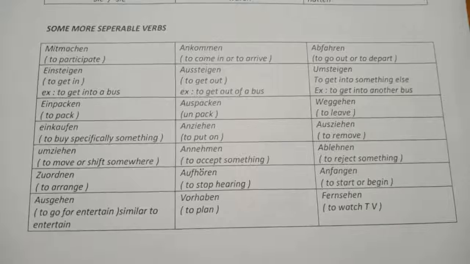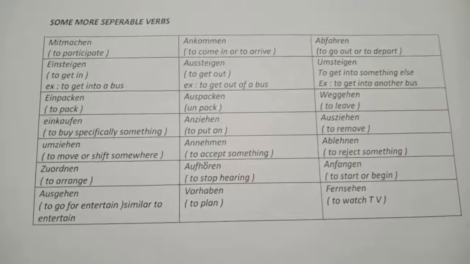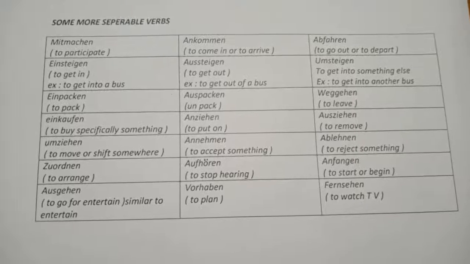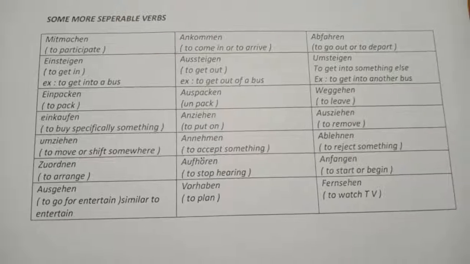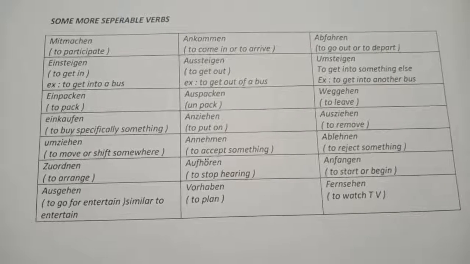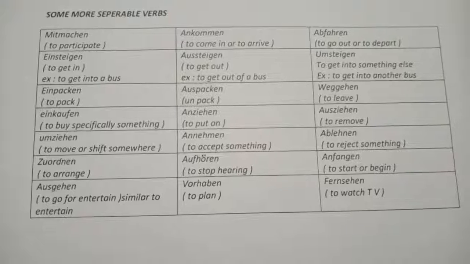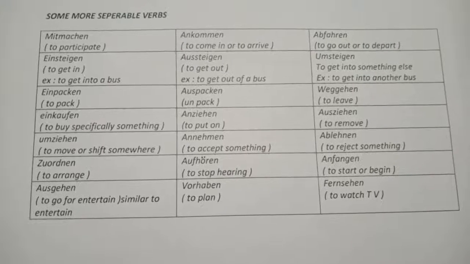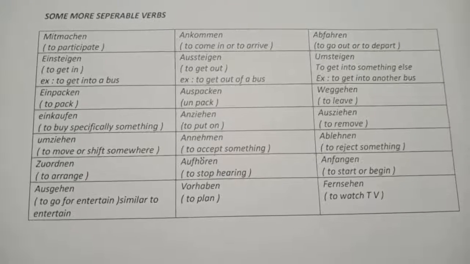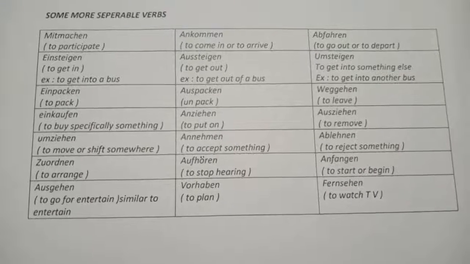Now we shall go to some more separable verbs. In the previous video, that is part 3, I had also done a few verbs. Here there are more separable verbs. Mitmachen, ankommen, abfahren. The translations are given below. I'm just going to say the translations now. To participate, to come in or to arrive, to go out or to depart.